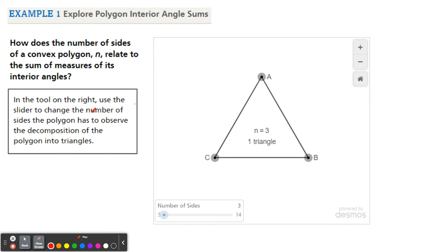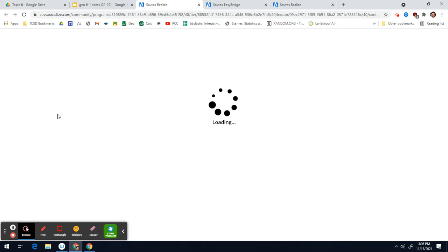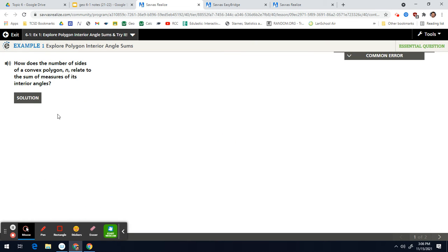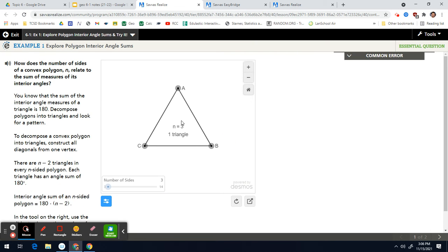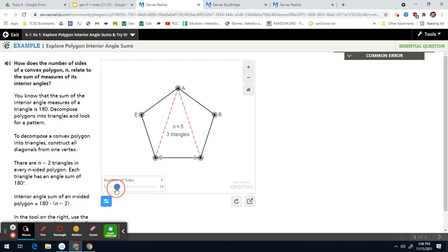So, let's take a look here at this Savas demonstration. Notice that we have a triangle to begin. There are three sides, and if there are three sides in your figure, you have one triangle that makes it up. What if I increase this number to 4 sides? Now, if you have 4 sides, notice when we draw this diagonal, we've created 2 triangles.